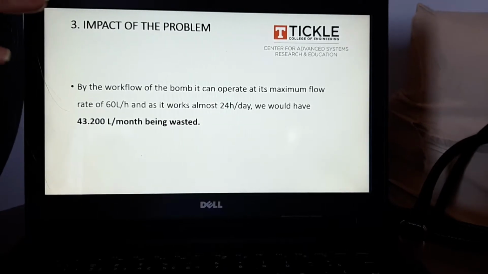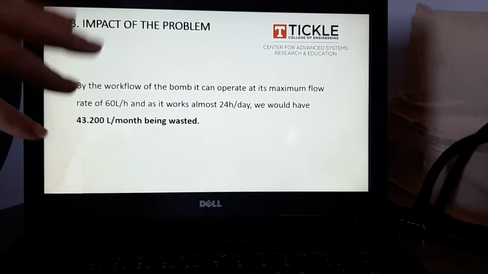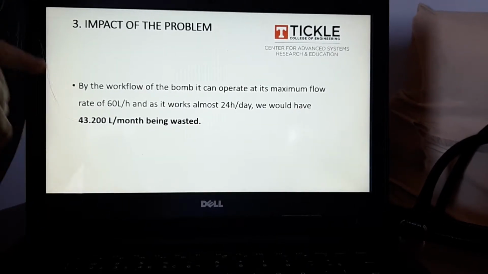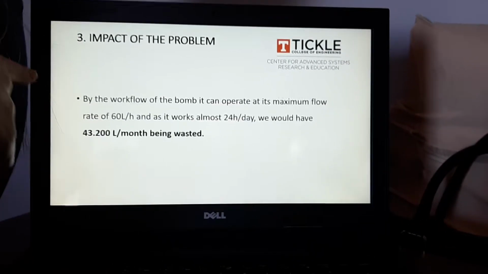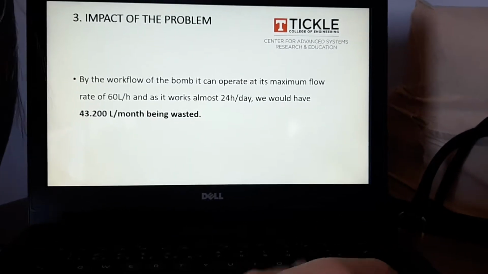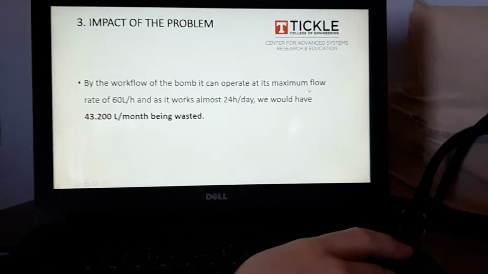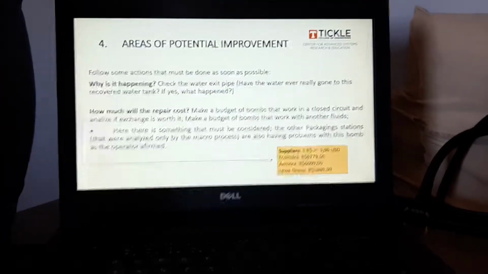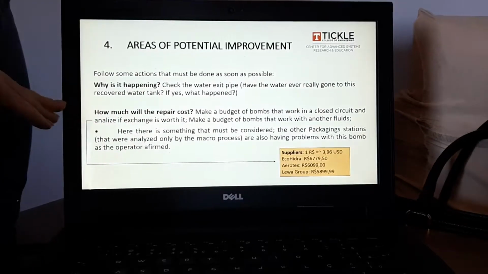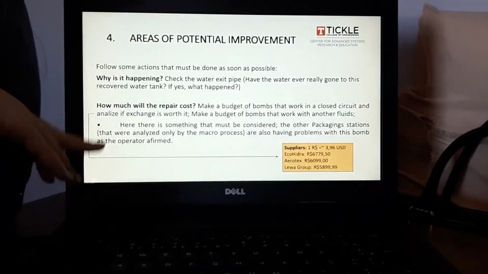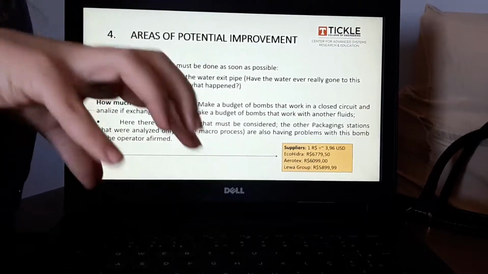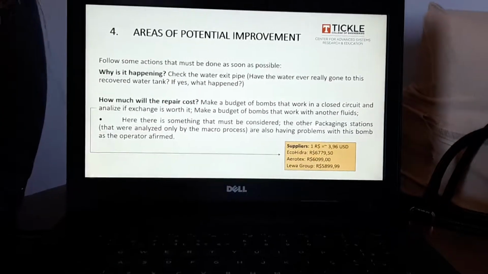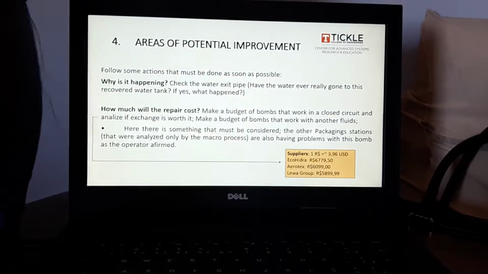They don't really care about this, so we need to check, we need to correct, and it's going to be very important, okay? So, areas of potential improvement there. Here there are some actions that we needed to do to correct this, or at least to reduce this impact, okay?